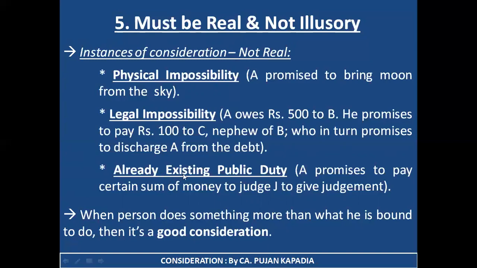Third is already existing public duty. For example, Mr. A promises to pay a certain sum of money to the judge J to give the judgment. So what is the scenario over here? Mr. A is promising the judge that you give judgment in my case. He is not saying whether in my favor or against me, just give judgment in my case and I am going to pay you certain money. Now giving judgment is already the duty of the judge.